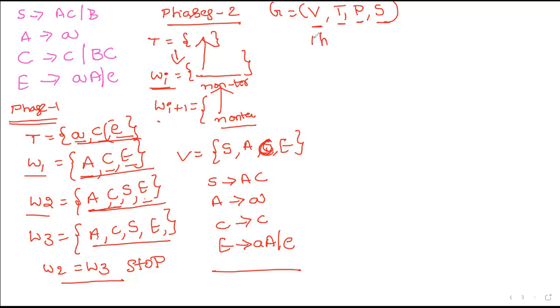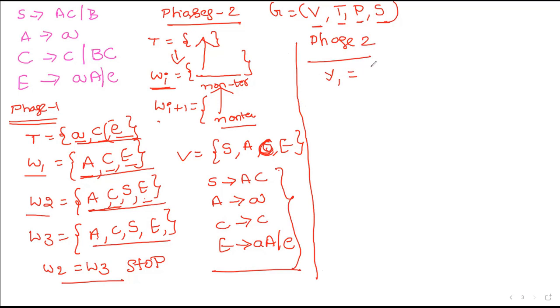Now I am moving into phase 2. Phase 1 is completed. After completion of phase 1, these are the productions. In phase 2, what is the procedure? Here, I am using a notation Y1. Notation Y1 contains only the start symbol.